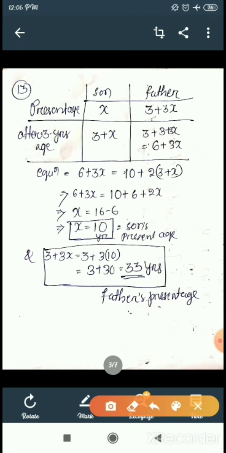Okay. Now the father's present age is 3 plus 3x. You got the value of x, put the value of x here. So 3 plus 3 times 10, that is 3 plus 30, it is 33 years. So son's present age is 10 years and father's present age is 33 years. Okay. This is the answer. Then just see question number 14.